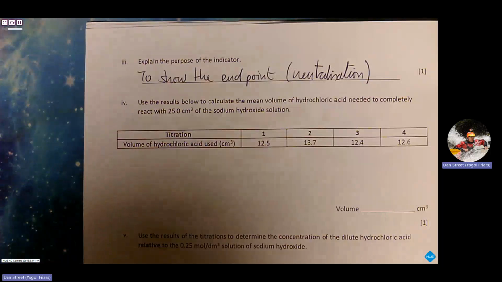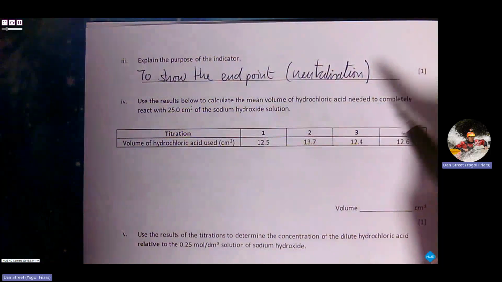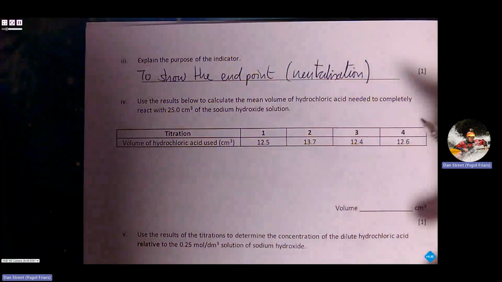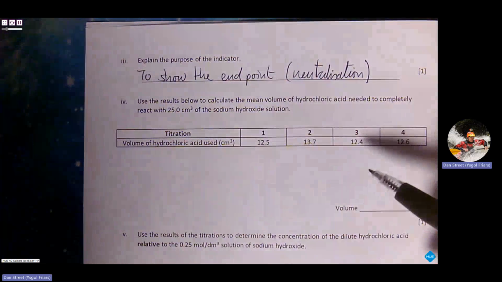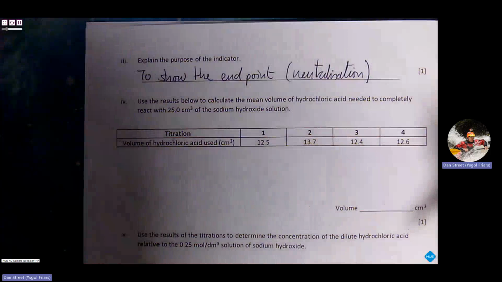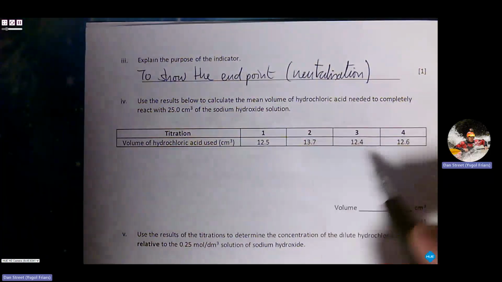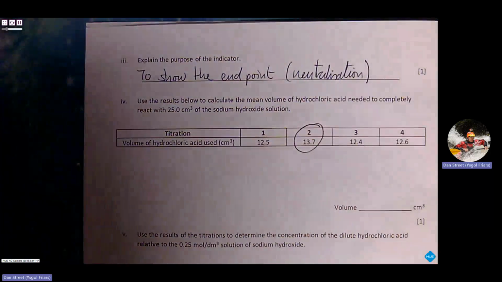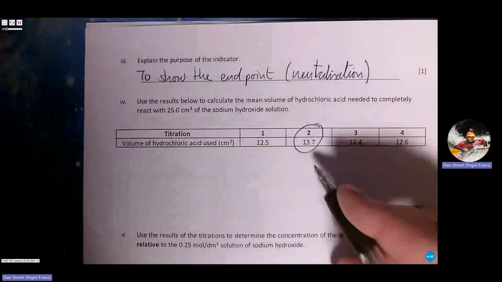Okay, number 4, use the results below to calculate the mean volume of hydrochloric acid needed to completely react with 25 centimeters cubed of sodium hydroxide solution. Now, the point of titration is to get precise and accurate results. In other words, similar results, but repeated to ensure that you've got the right value. If we look at these results here, we've got a 12.5, a 13.7, a 12.4, and a 12.6. So this result here, number 2, is significantly greater than the rest. So when we're calculating a mean, we wouldn't include it.